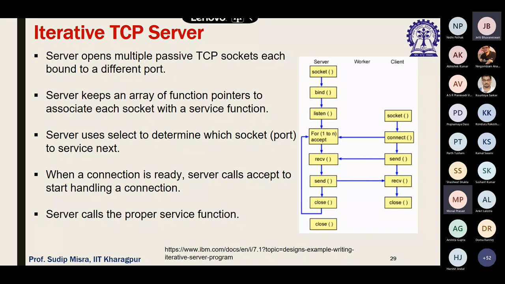So again, as usual, the server will open the connection. It will open multiple passive TCP sockets, each bound to a particular port. Through this binding process, it will be bound to the particular port. Then the server keeps an array of function pointers to associate each socket with a service function. Then the server uses select to determine which socket or port to service next. And when a connection is ready, the server calls accept to start handling a connection.